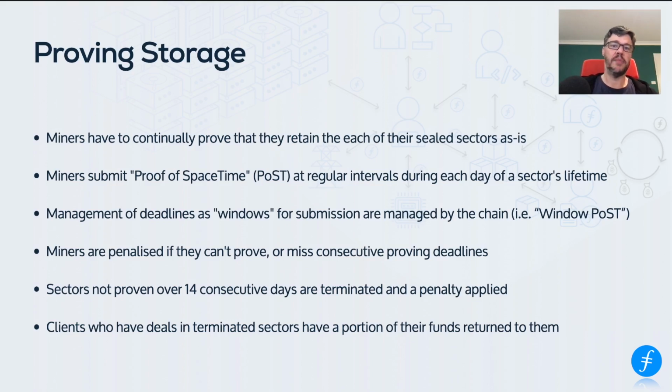Miners are penalized if they can't prove or they miss consecutive proving deadlines. There is some grace built into the system where you can have small outages, small network problems, or minor chain problems, but this system is heavily optimized for always being available and always being able to prove. Sectors not proven over 14 consecutive days are terminated automatically, and the penalty is applied. I'll talk more about that later. Clients who have deals in terminated sectors have a portion of their funds returned to them, so you don't lose out if a miner goes down. There's penalties all around, and you as a client get reimbursed for at least some of your loss.